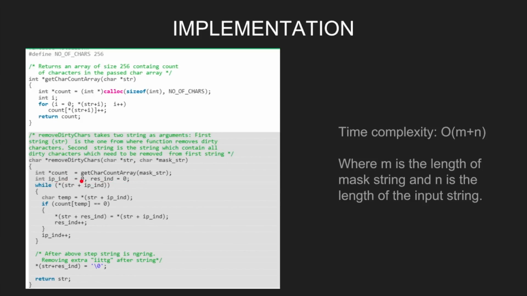Initialize ip_index and res_index as 0. For all the characters of the string, if the count of the character is 0, then it is not present in the second string. So add it to the resultant string and do res_index++. And while traversing, keep on updating the input index. Finally, put a backslash 0 at the end of the string and return it.